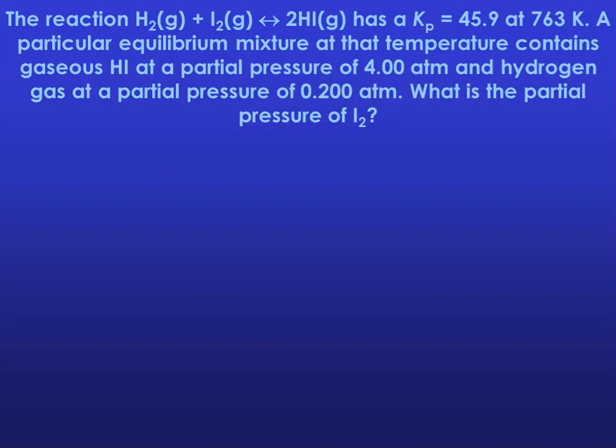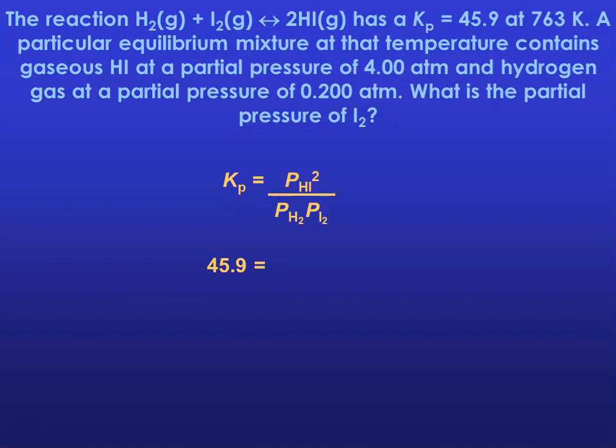So this is starting out a little bit more simplistic because we have equilibrium partial pressures for 2 of the 3. And we want to find the third one, and we know what Kp is. We have a balanced equation. We can write our K expression from that equation: the partial pressure of HI squared over the partial pressure of hydrogen times the partial pressure of iodine.